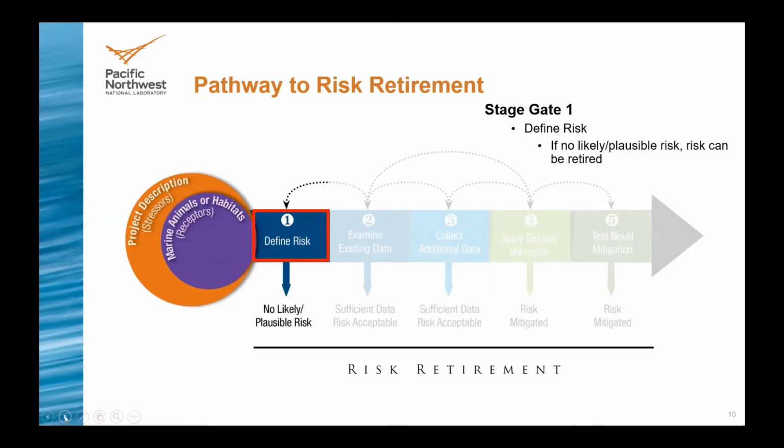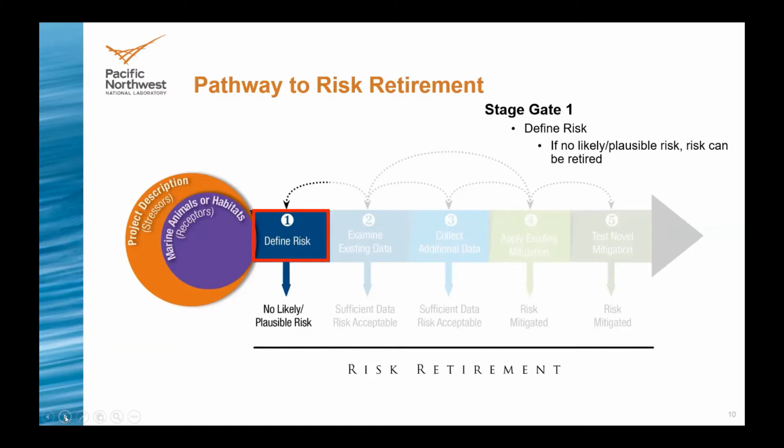With the information of stressors and receptors, it's possible to define the potential risk of the project. Is there something about the device that might cause harm to the defined receptors? If you determine that there is not a plausible risk in this stage gate 1, there's an off-ramp shown with the down arrow.